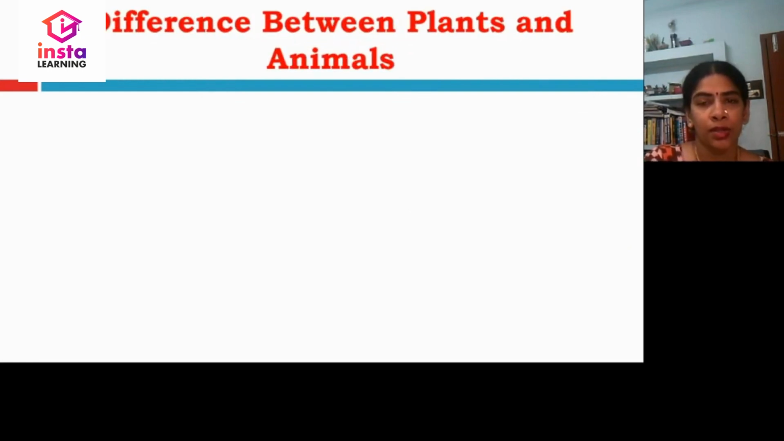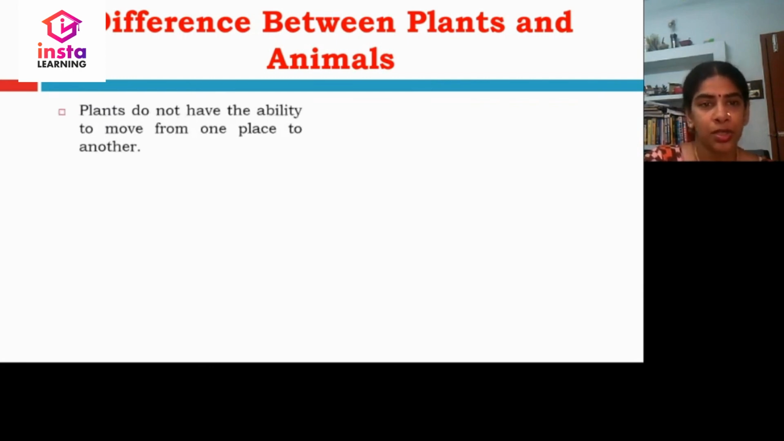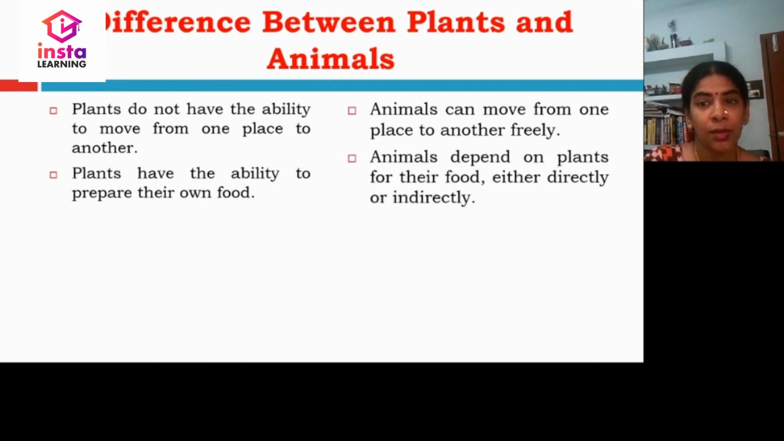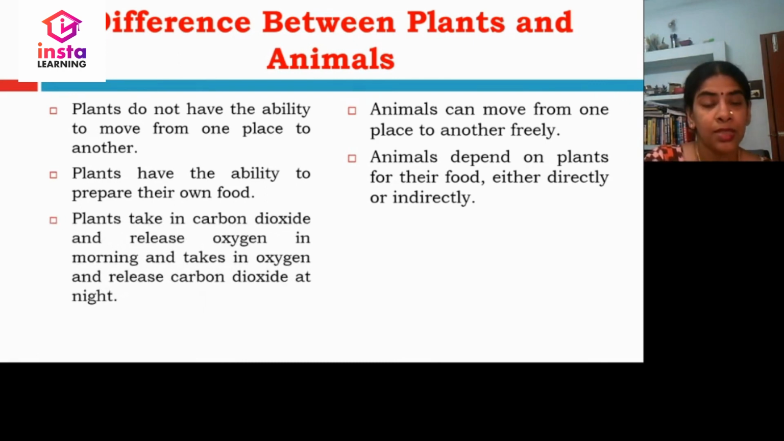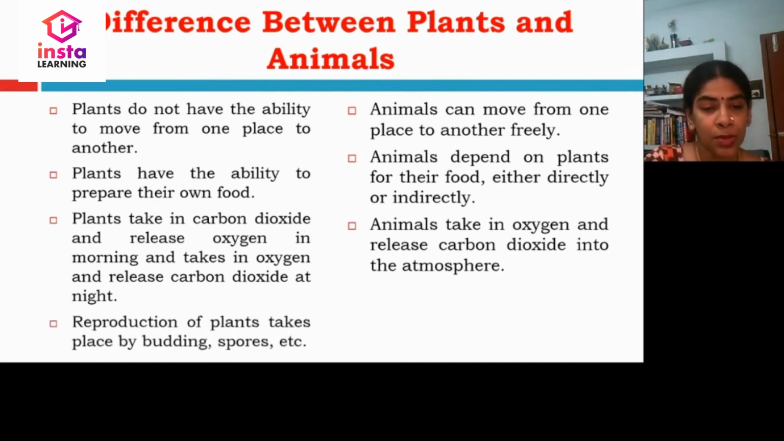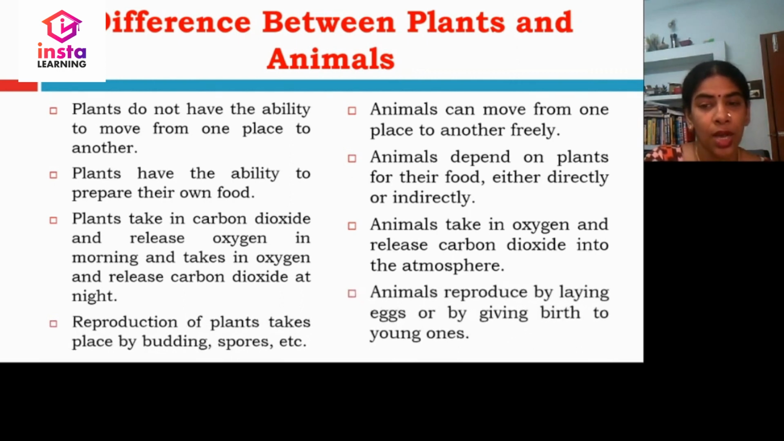Let us now compare plants and animals based on our discussion. Plants do not have the ability to move from one place to another. Animals can move freely from one place to another. Plants can prepare their own food. Animals depend on plants, either directly or indirectly, for their food. Plants take in carbon dioxide and release oxygen in the morning and take in oxygen and release carbon dioxide at night. Animals always take in oxygen and release carbon dioxide into the atmosphere. Reproduction of plants takes place by budding, spores, etc. Animals reproduce by laying eggs or by giving birth to the young ones.